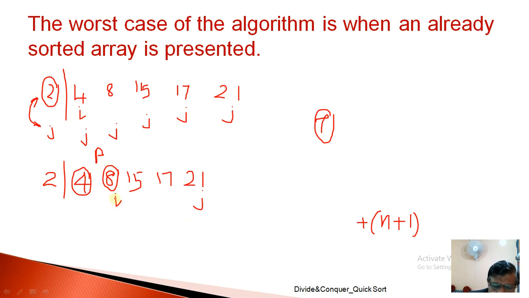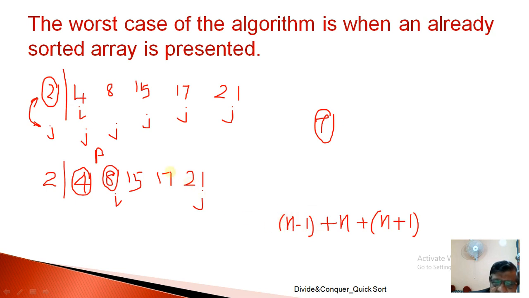Because computers will never understand unless they compare. So this is 1 comparison, 2, 3, 4, 5, 6 comparisons. So 5 elements are there, 6 comparisons. In relation to the original size of the array, this becomes n. Therefore, in the second split, the number of comparisons is n. In the third split, it should be n minus 1.